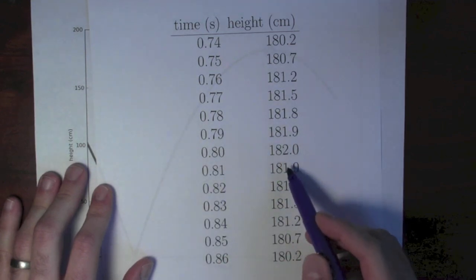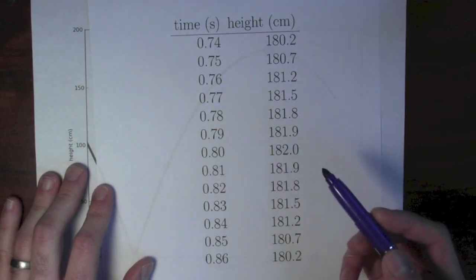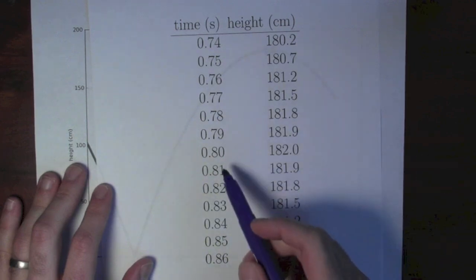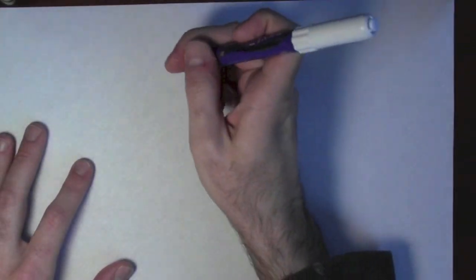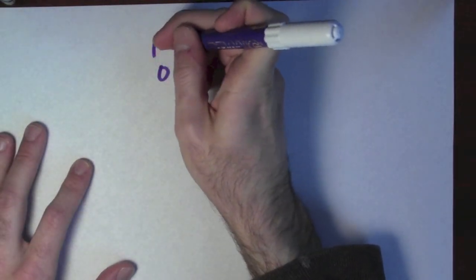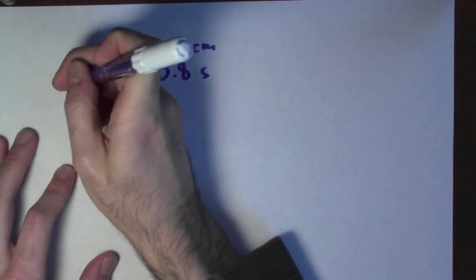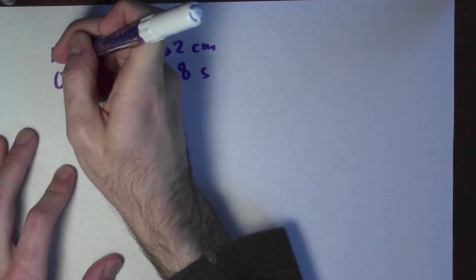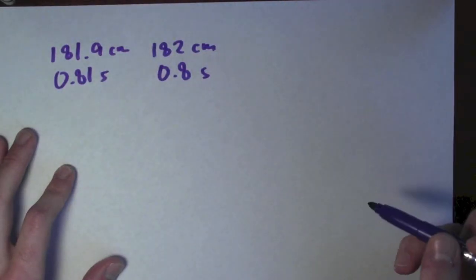Right? And the ball didn't move very far during that time interval. But of course, that time interval also isn't very long, so it's not super clear how fast the ball might be moving on average during that time interval. We can do the calculation, though. Let's do it now. So 0.8 seconds after the ball was released, the ball was 182 centimeters above the ground. 0.81 seconds after the ball was released, the ball was 181.9 centimeters above the ground.